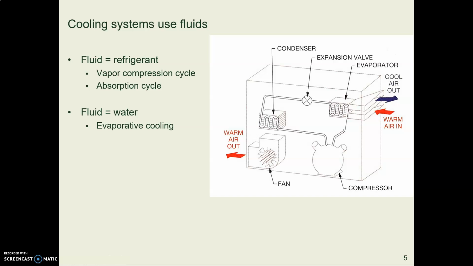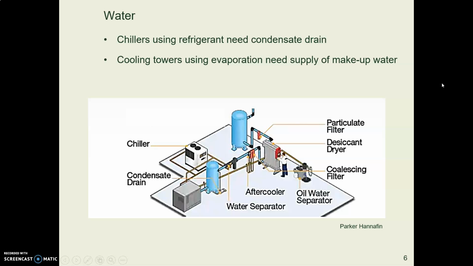In a cooling system, a heat pump or an air conditioner or a chiller, these systems use fluids. And refrigerant is a fluid. It changes state from liquid to gas and from gas to liquid again. And then in a cooling tower or other evaporative system, the fluid is water, and it's evaporating. In a chiller, we use refrigerant to make the water cold, but then the water that is now chilled flows around through the building.